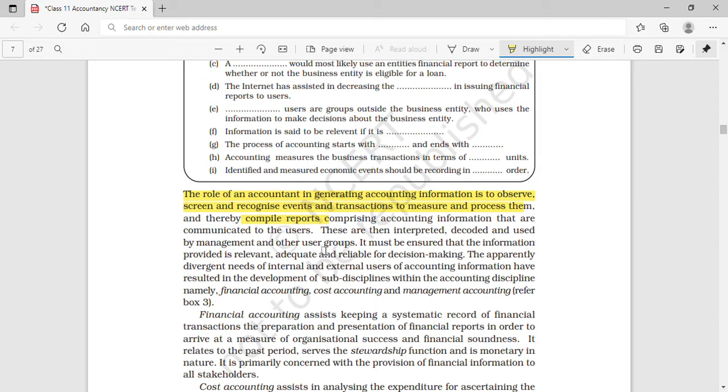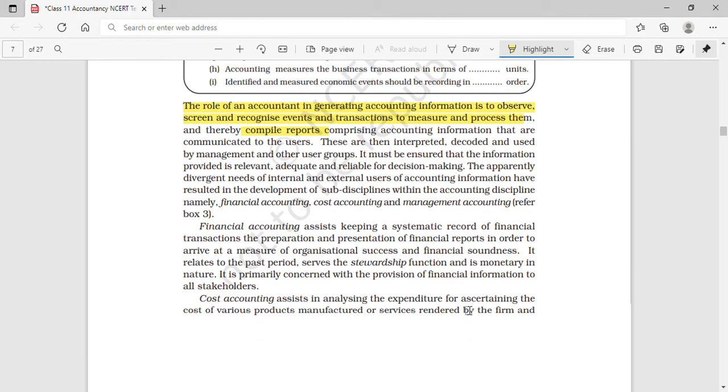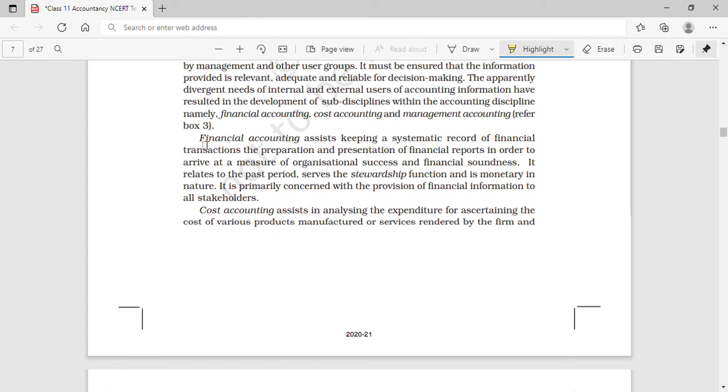As I told you, there are different disciplines: financial accounting, cost accounting and management accounting. Now we'll do it one by one. First is financial accounting. What is financial accounting? It is a systematic record of financial transactions, meaning a chronological order in which the accounting must be maintained. It is a way of preparing your financial reports to arrive at the financial soundness of the company. It's very simple. That's normal financial accounting.